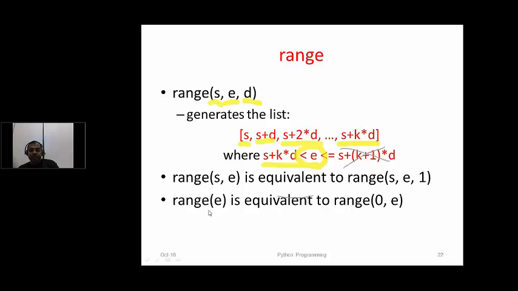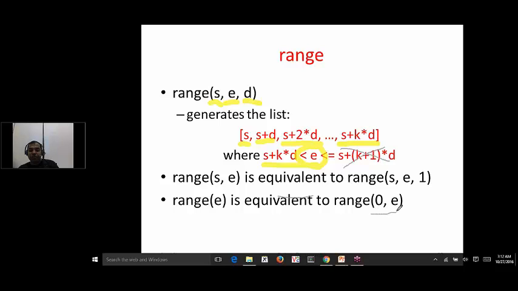Third variation of range is where you only provide E, the endpoint, and this is equivalent to range 0, E. So it will generate values 0, 1, 2, 3 up to E minus 1. Okay, so these are 3 different forms of range.